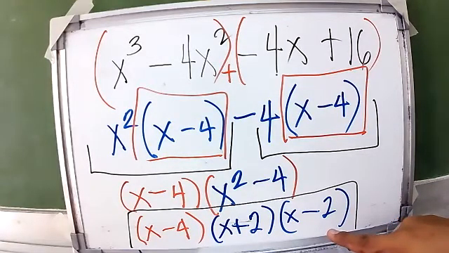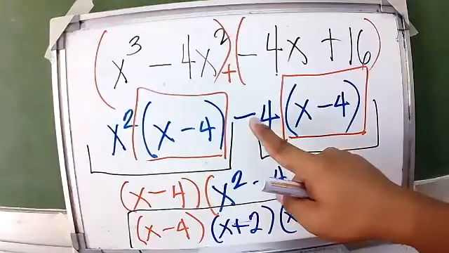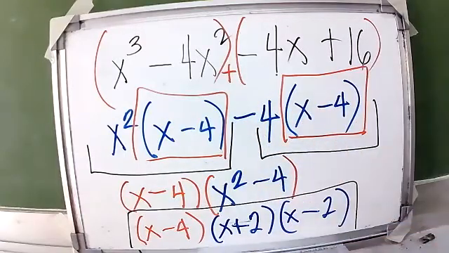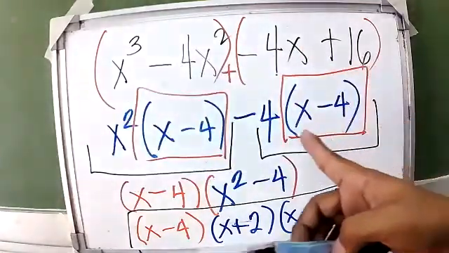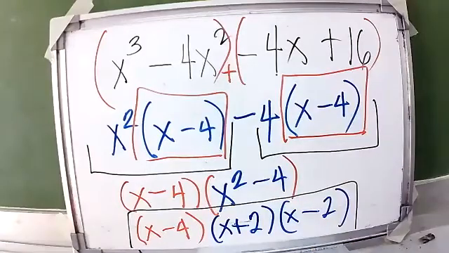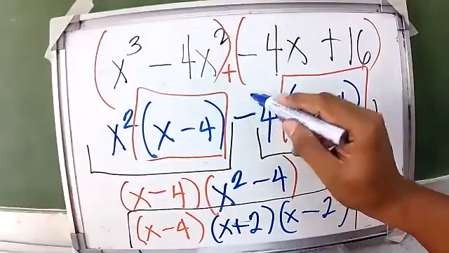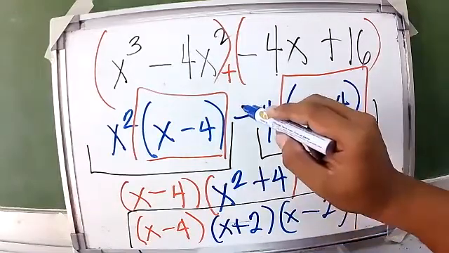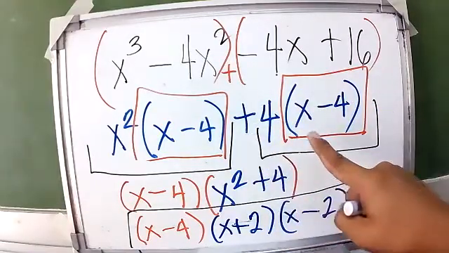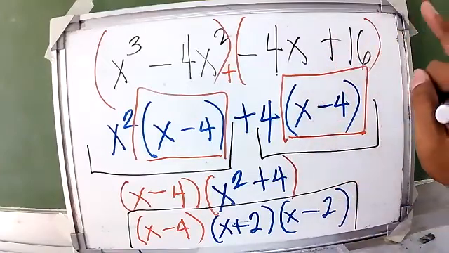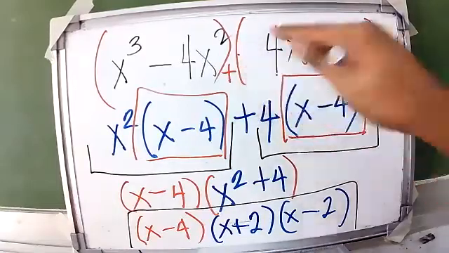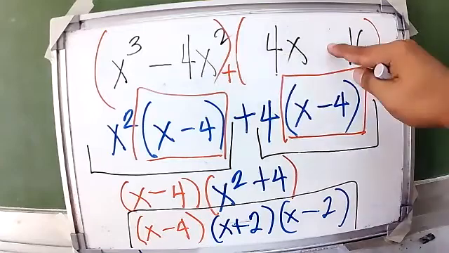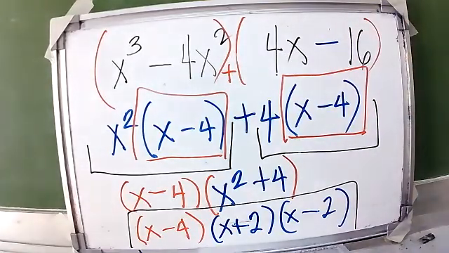Sir, what if at the end, the answer is not minus 4, but it's plus 4? Sample. So, therefore, we need to manipulate our given para mag-end up siya sa ganoon. So, kailangan maging positive ito. Positive ito. So, therefore, this should be positive and this should be negative. Ayan. Okay.